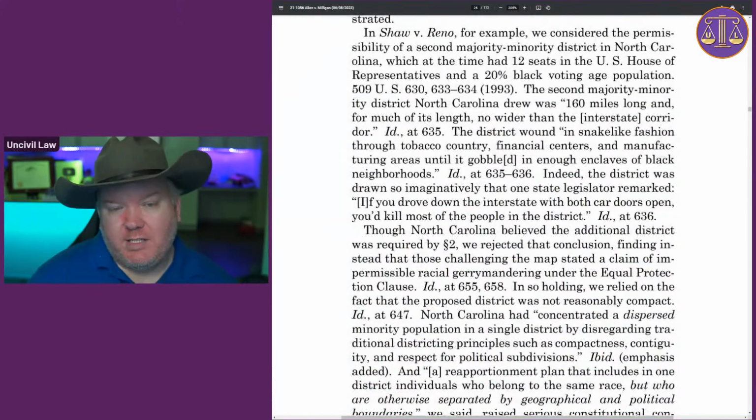In a prior case, for example, we considered the permissibility of a second majority-minority district in North Carolina, which at the time had 12 seats in the U.S. House and a 20% Black voting population. The second majority-minority district in North Carolina was drawn 160 miles long and for much of its length no wider than an interstate corridor. Yeah, that doesn't sound very compact. The district wound in snake-like fashion through tobacco country, financial centers, and manufacturing areas until it gobbled up enough enclaves of Black neighborhoods. Indeed, the district was drawn so imaginatively that one state legislator remarked, if you drove down the interstate with both car doors open, you'd kill most of the people in the district.